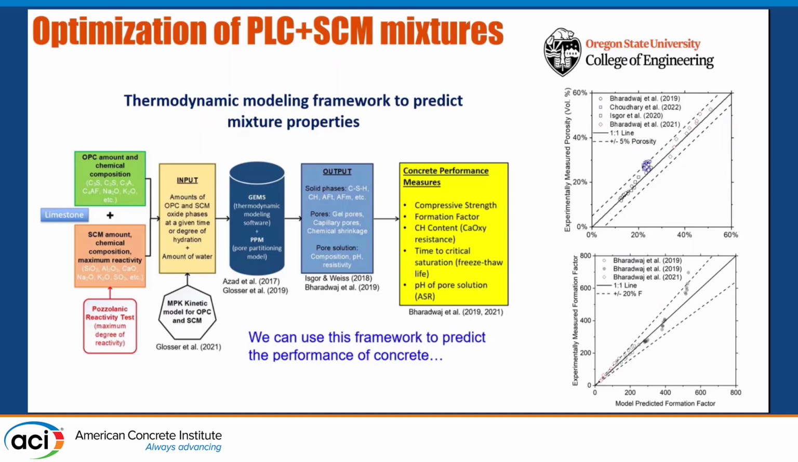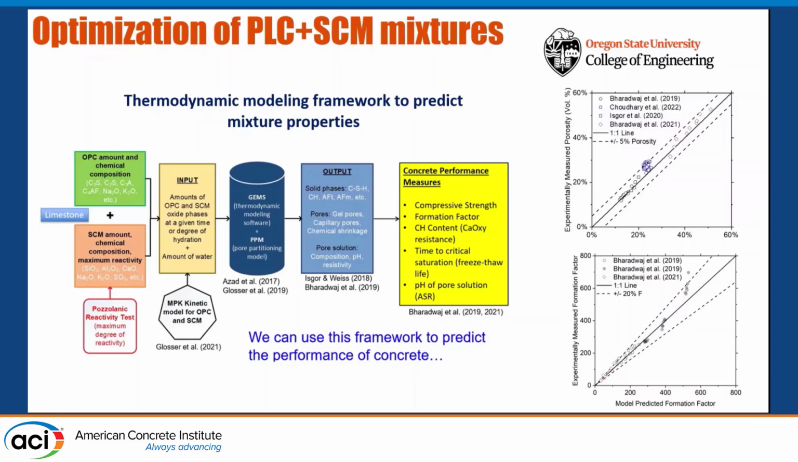Now, I'm going to switch gears at this point. We have seen that PLCs are able to provide very comparable porosity and strength to OPC. And we can also use some SCMs to our benefit, especially the SCMs that have reactive alumina in them, to actually make things much better. Now, how do we do this, though? How do we optimize a mixture? How much limestone should we have in a mixture?